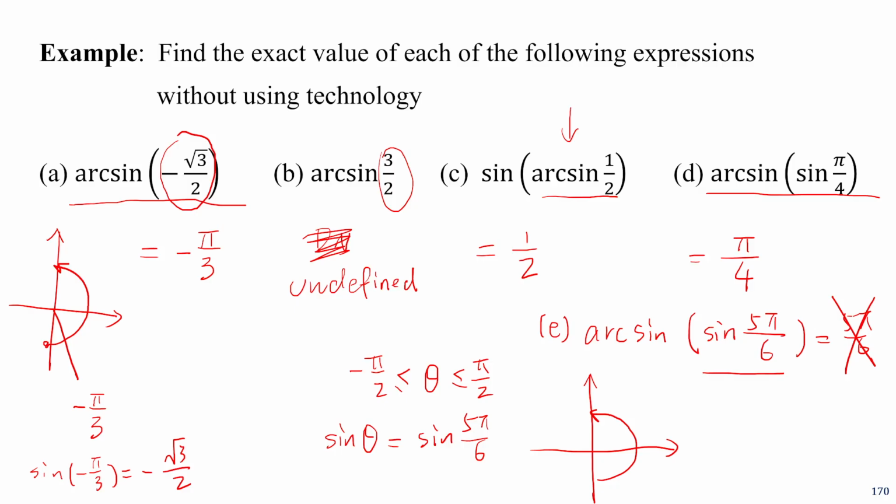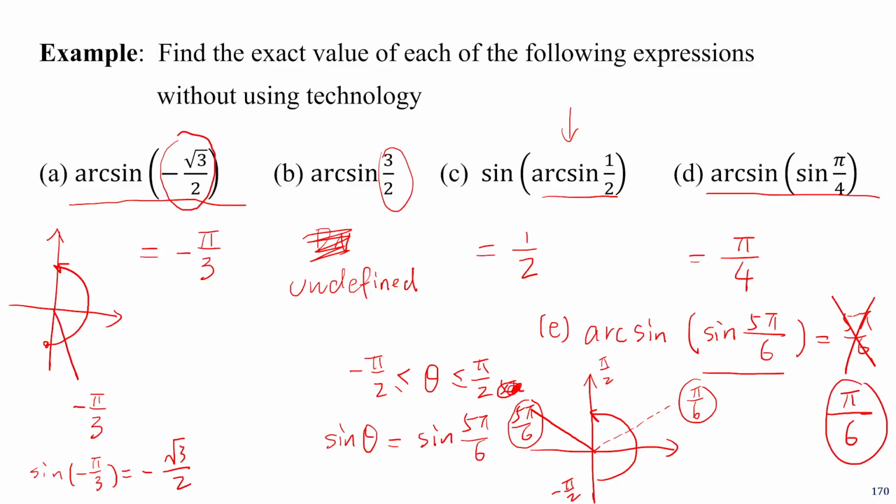So where is 5 pi over 6? 5 pi over 6 is somewhere here. That's 5 pi over 6. So that means, can you find the angle in this interval between negative half pi and positive half pi such that the sine value of that angle equals sine 5 pi over 6? So according to symmetry, apparently we can find the angle here, which is pi over 6, such that sine of this value equals sine 5 pi over 6, right? That's why we know the result is pi over 6, not 5 pi over 6. Okay? Make sure you can solve this by yourself.